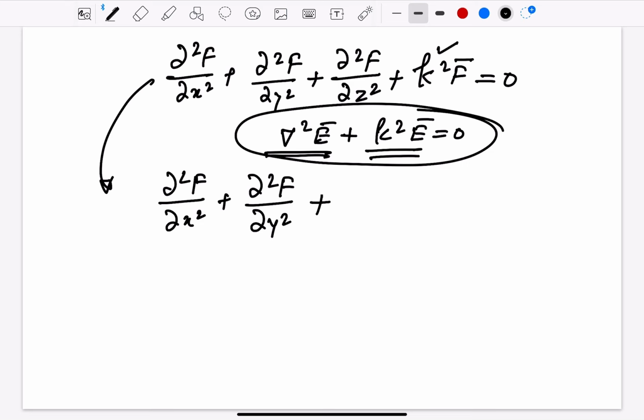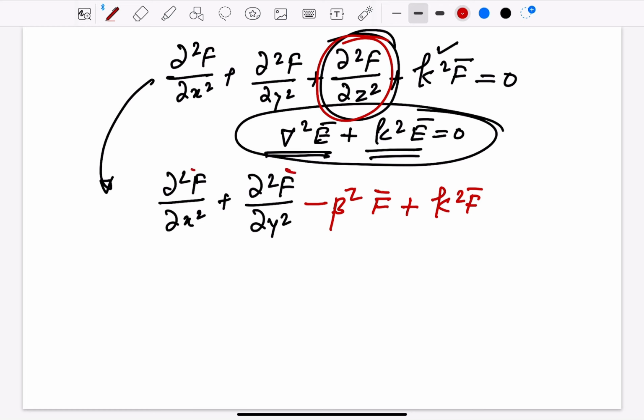Plus, what about this term? Remember these things? So in place of this, we can write minus beta square f plus k square f. These are all vectors. Now this is 0. So if you common it out, this f is kc square.